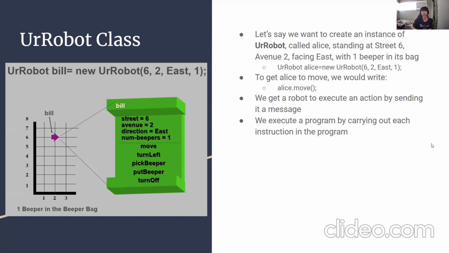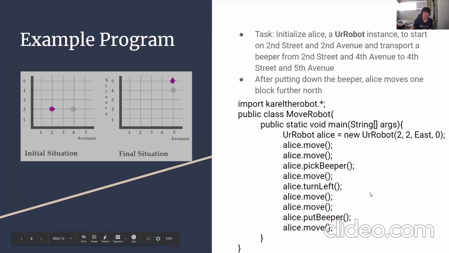So basically, we get a robot to execute an action by sending it a message. And we execute a program by carrying out each instruction in that program. So this is an example program. Our task is to initialize Alice, an instance of UrRobot, to start on 2nd Street and 2nd Avenue, and then to transport a beeper from 2nd Street and 4th Avenue to 4th Street and 5th Avenue. And then after putting in the beeper, Alice moves 1 block further north. So that's our task, right? And how do we do that? This is the example of the code that would actually accomplish that.